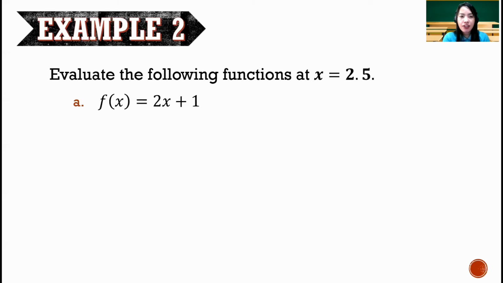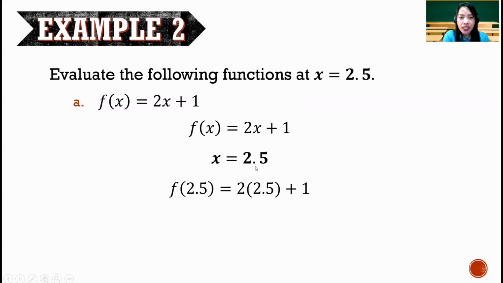In here, the given function is f of x equals 2x plus 1. Kailangan mong tandaan na ang value ng x, variable x dito ay 2.5. From the given function, f of x equals 2x plus 1, and the value of x, which is 2.5, we are going to evaluate the given function. Ibig sabihin, we're going to substitute the x variable dito sa function with 2.5. So that would be f of 2.5 equals 2 times 2.5 plus 1. So wala ka na ditong makikitang x variable.